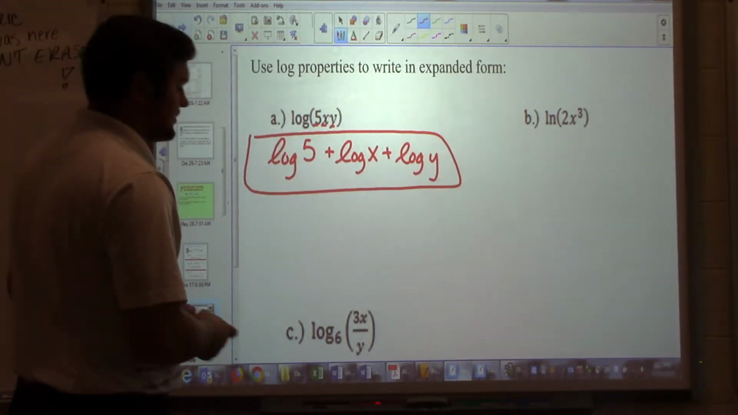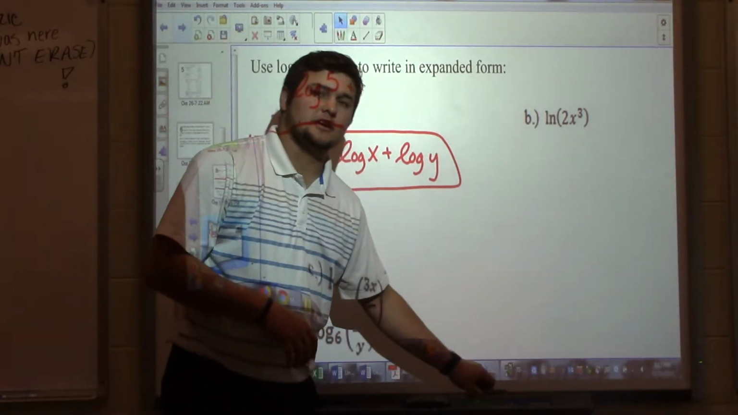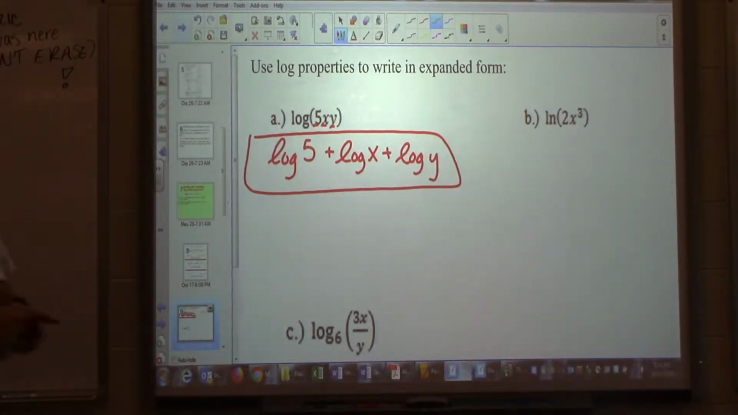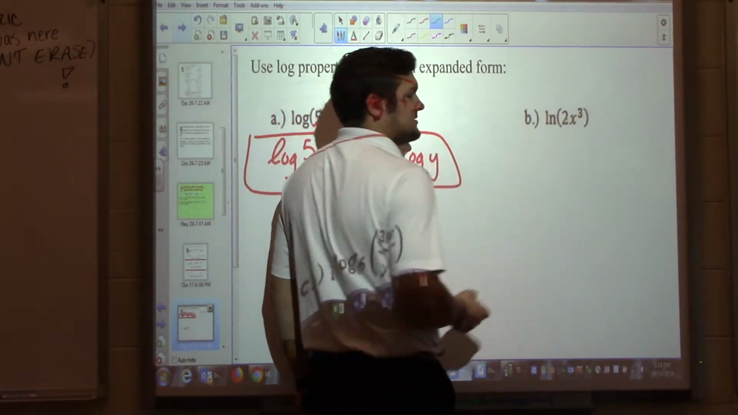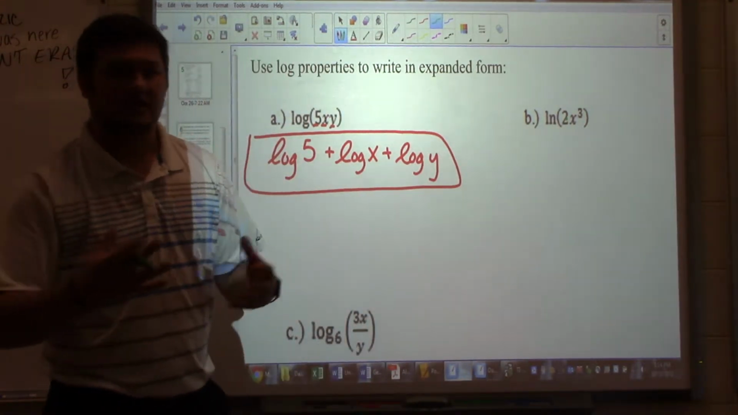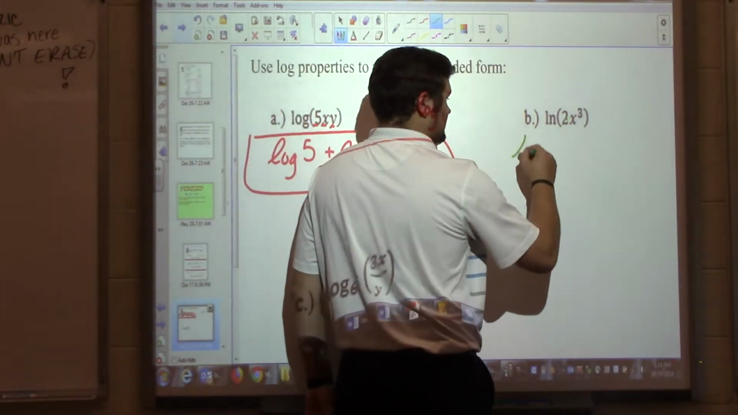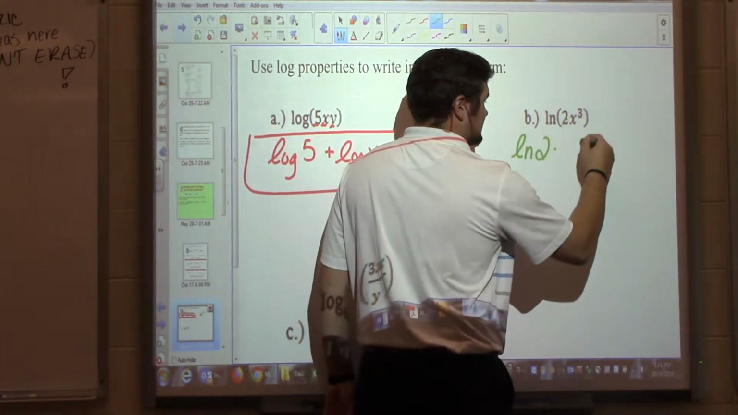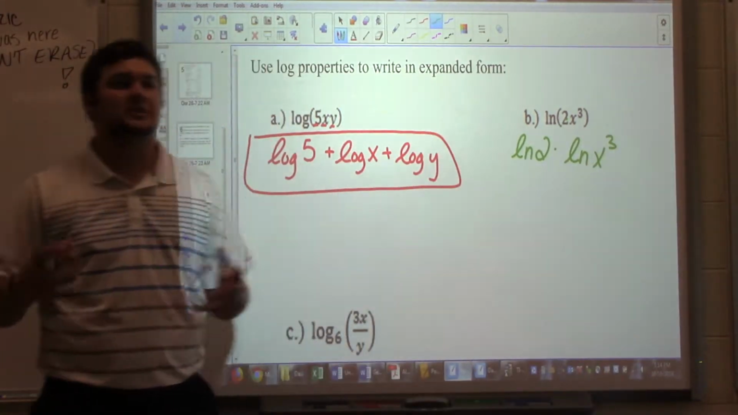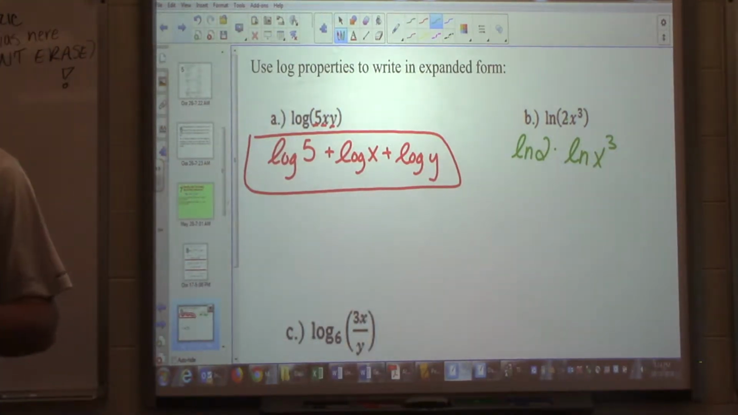The next one's a little trickier. The natural log of 2 times x cubed. Do I have multiplication or division? Which one? Multiplication. I have 2 times x cubed. So I'm going to separate those into their own natural logs and turn into addition. So the natural log of 2 times the natural log of x cubed. Right? Separate that multiplication into addition. Does that make sense?